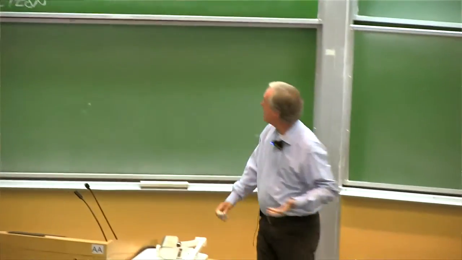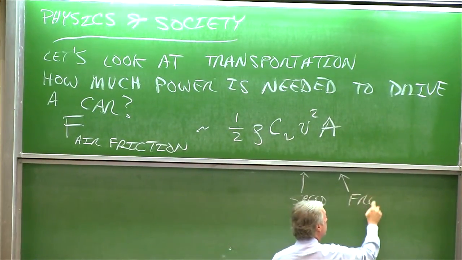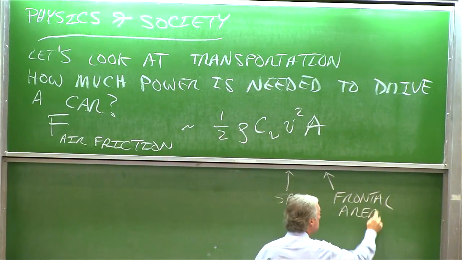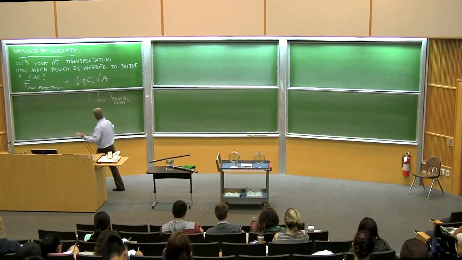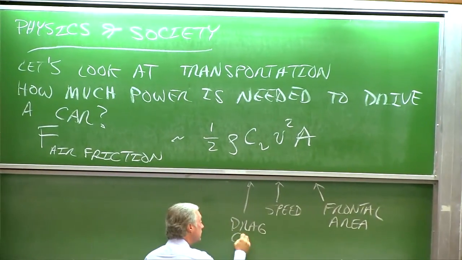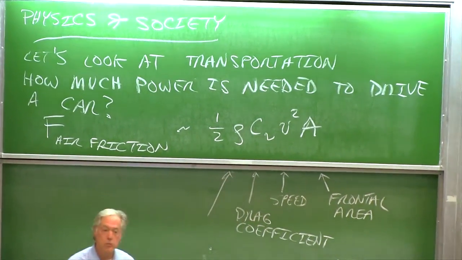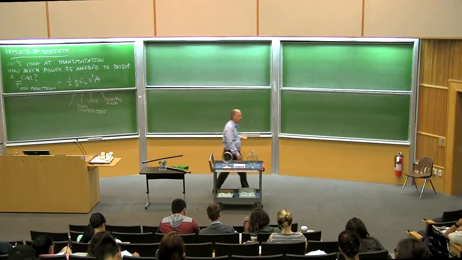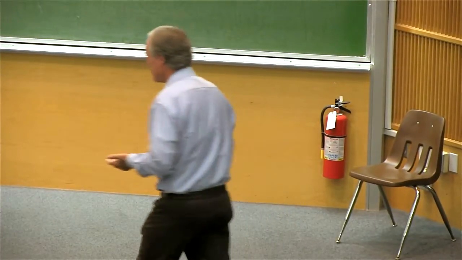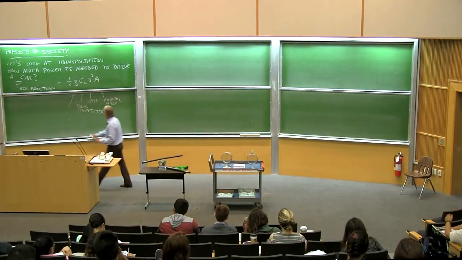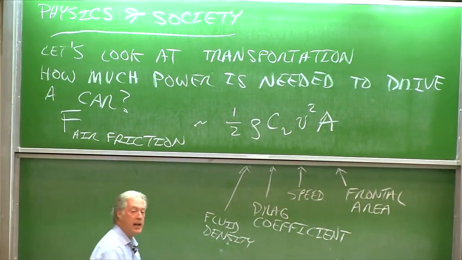The air friction force depends on the speed. The area is the frontal area, the silhouette of the car. The C, sometimes they put a C_D, is some kind of drag coefficient. And rho is the density of the fluid that you are pushing out of the way. Imagine pushing air out of the way. And imagine pushing water out of the way. Which one is easier? Air, by a long shot, right? Okay, so this is our famous old density, the fluid density. And a half is a half.